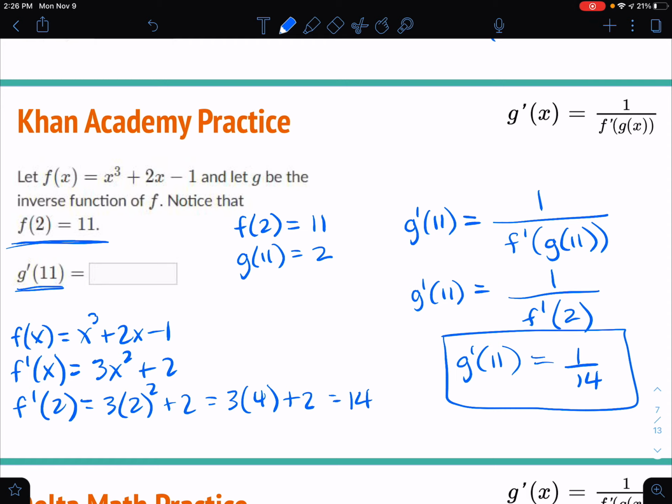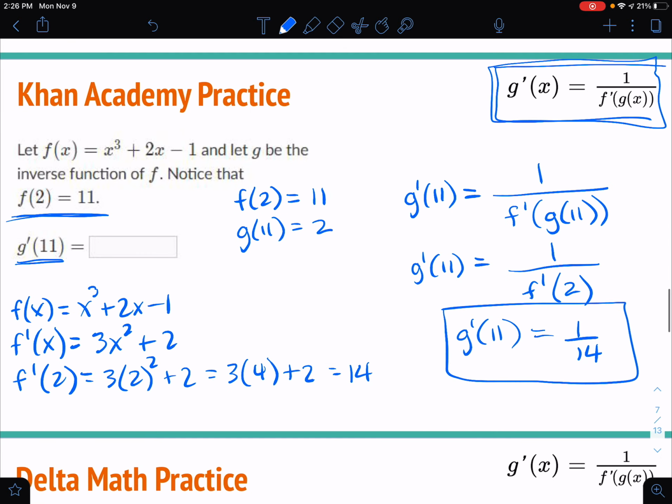Okay, so anytime you have inverses, you want to write down everything that you know first, and then substitute into the formula that we know. Okay?